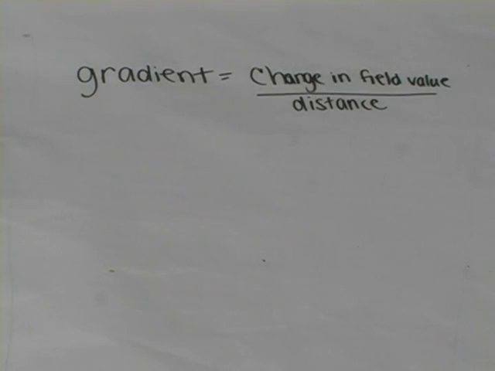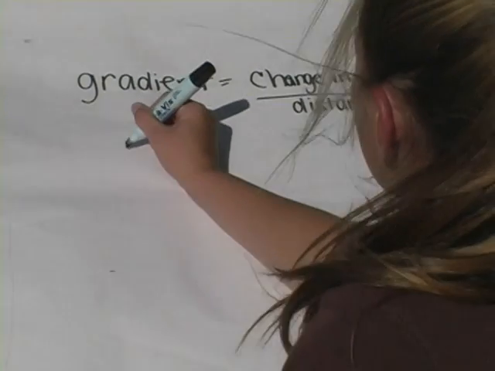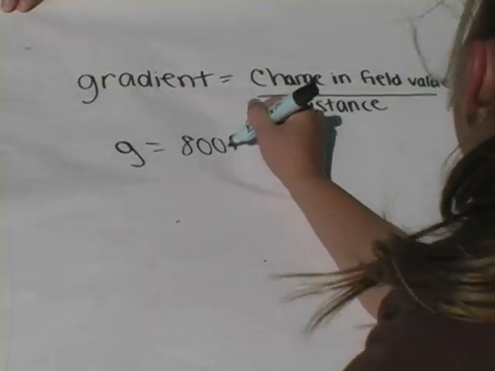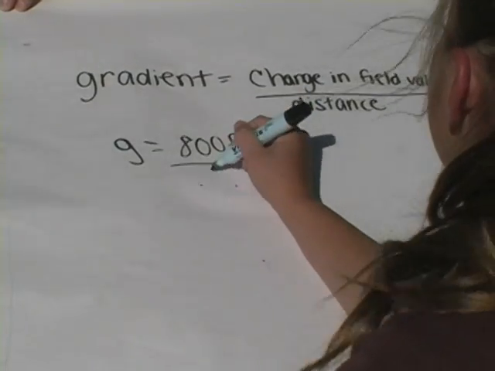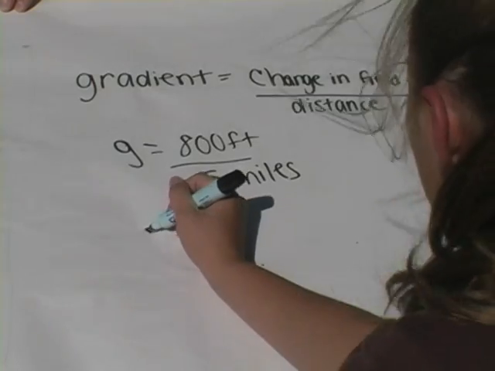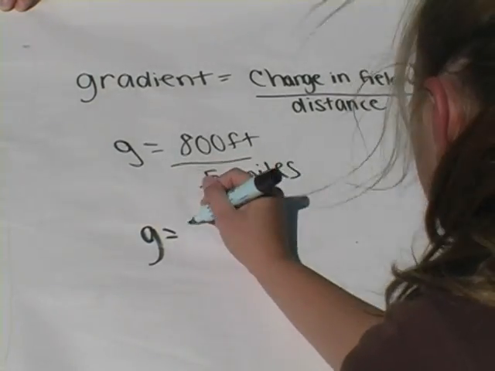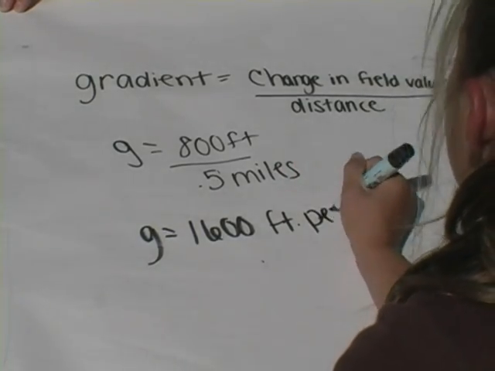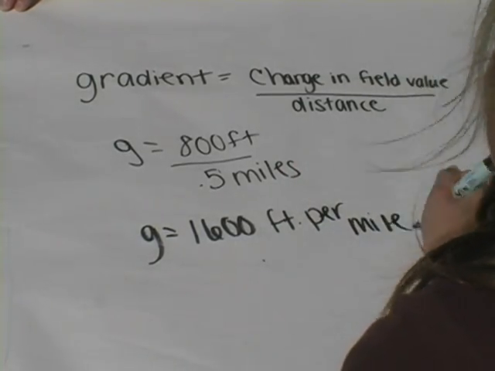So, gradient equals change in field value divided by distance. In this case, the gradient equals 800 feet divided by 0.5 miles, making the gradient 1,600 feet per mile. And don't forget, always remember your units. Let's do it!